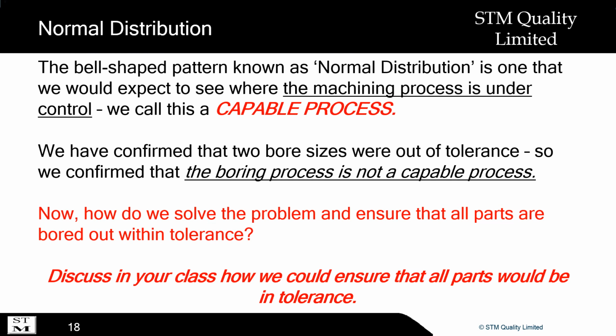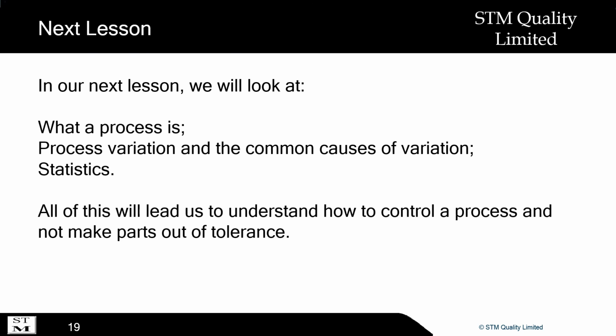Discuss in your class how we could ensure that all parts would be in tolerance. In our next lesson, we will look at what a process is, process variation and the common causes of variation, and statistics. All of this will lead us to understand how to control a process and not make parts out of tolerance.